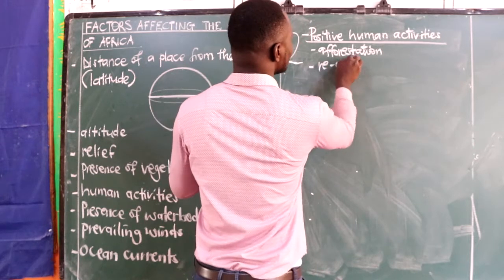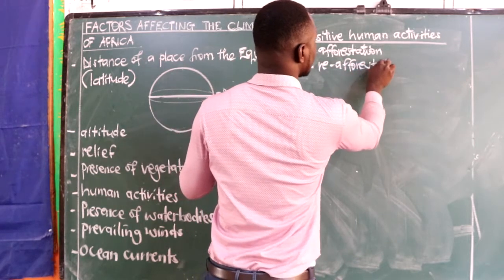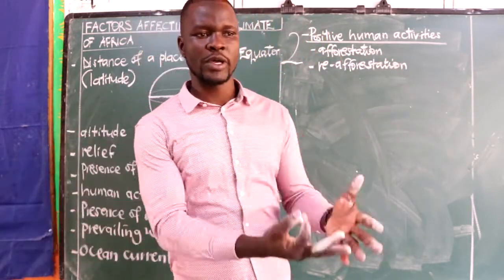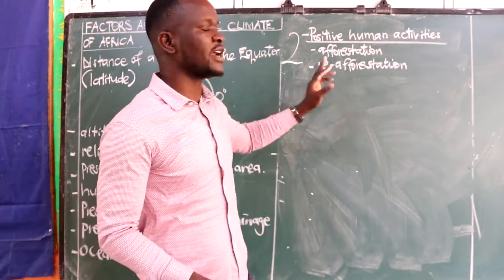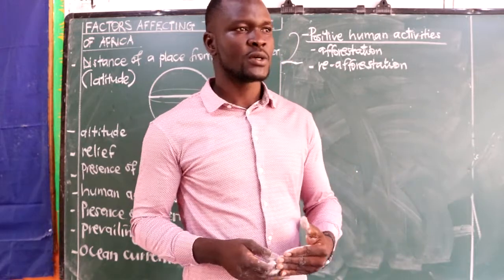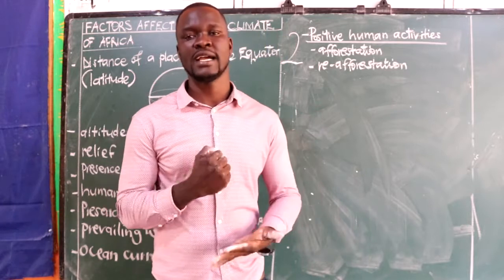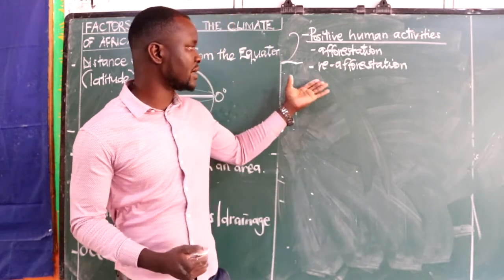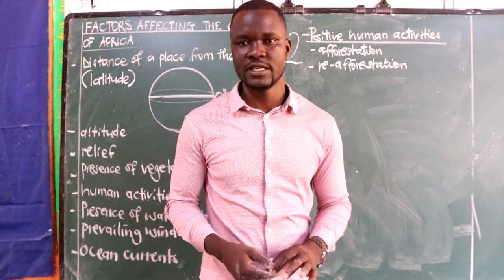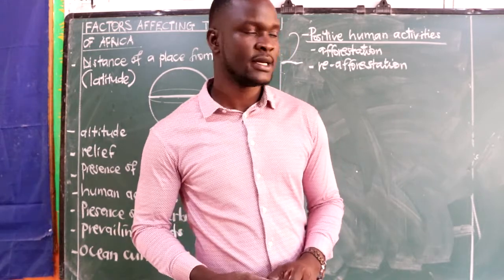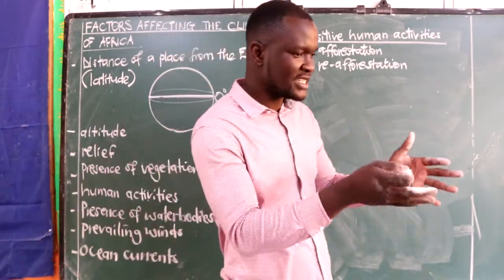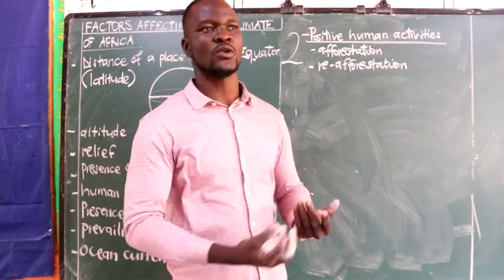Secondly, we also have what we call reafforestation. Reafforestation, that we are looking at as the growing of trees in an area where trees were cut. It's like replanting. They were there but were cut. So the growing or the replacing of the cut down trees is what we can simply term as reafforestation. Or you can simply say reafforestation is the growing of trees where they ever existed but were cut. Simple as that.